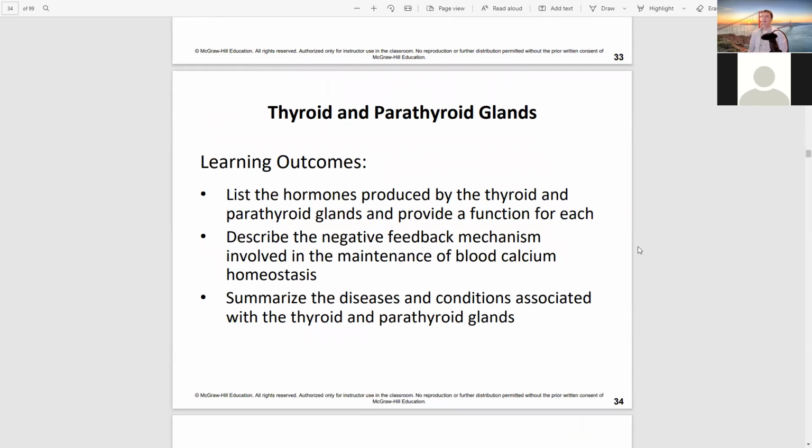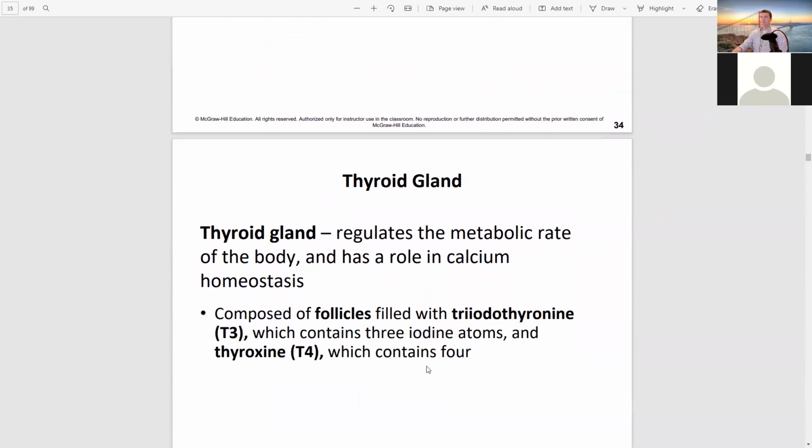So the thyroid and parathyroid glands. Your learning outcomes here are to list the hormones produced by the thyroid and parathyroid glands and provide a function for each, describe the negative feedback mechanism involved in the maintenance of blood calcium homeostasis, and summarize the diseases and conditions associated with the thyroid and parathyroid glands.